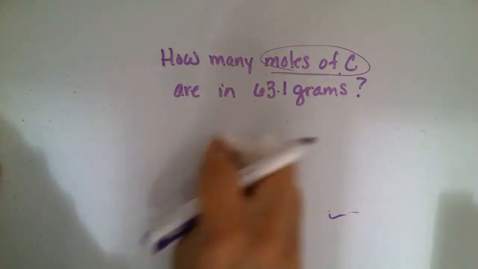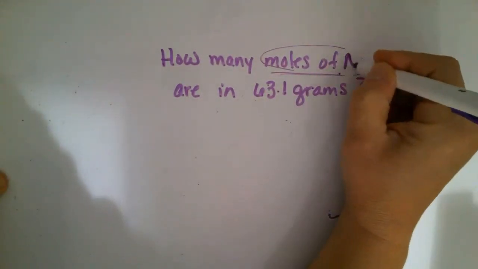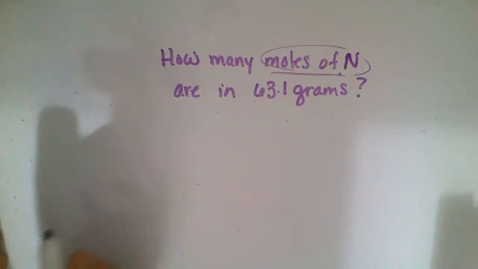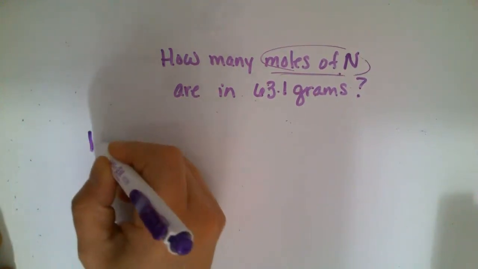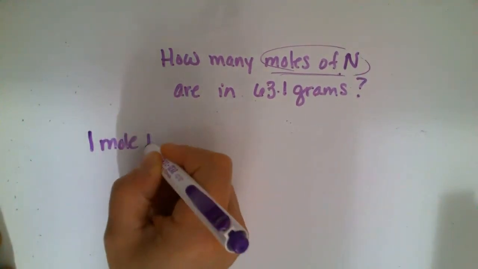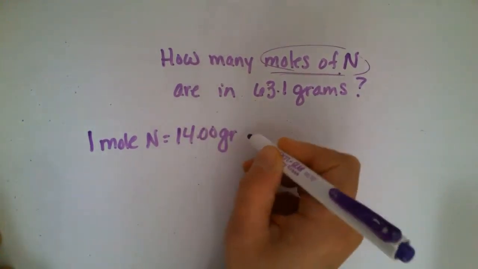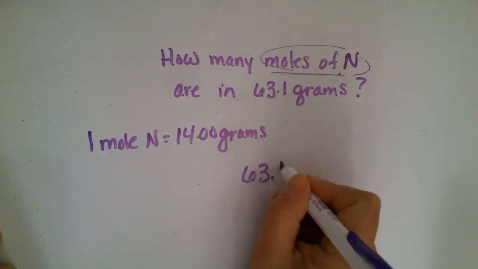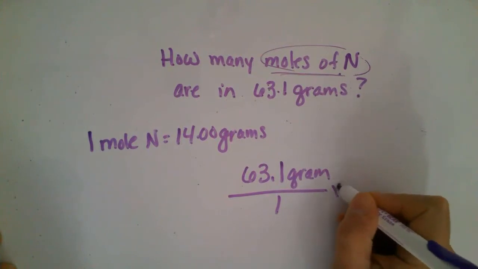Let's go with how many moles of, let's say, nitrogen are in 63.1 grams. All right, so again, pause the video, try and figure this out on your own. But we know that 1 mole of nitrogen equals 14.0 grams. So if we're starting with 63.1 grams, put it in your fraction.